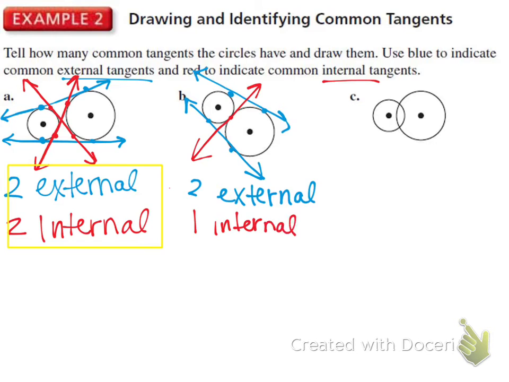See, because if you go right there on the inside, it looks like you can connect them together. But you want to touch the circle once, not twice. You would touch each circle twice. Because it's a line, it'll keep on going.